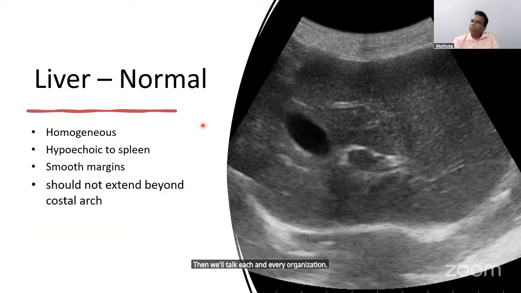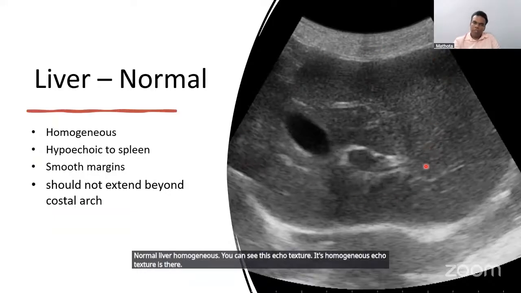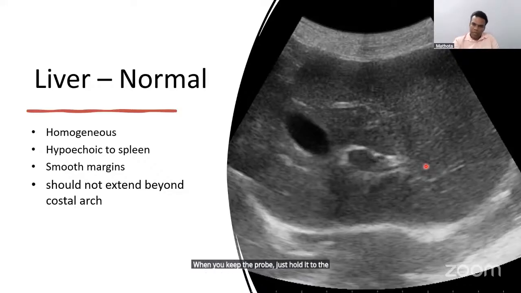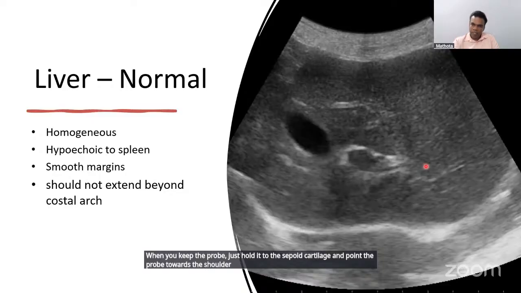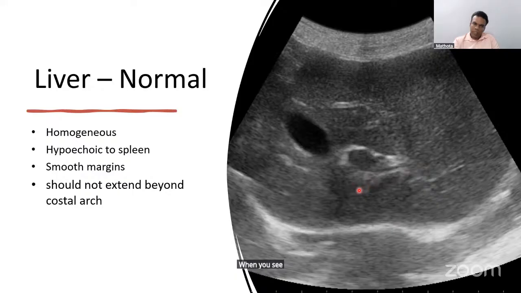Then we'll talk about each and every organ here. The first organ I do is the liver. Normal liver has a homogeneous echo texture. When you keep the probe just caudal to the xiphoid cartilage and point the probe towards the shoulder, you will see the whole liver. When you see this liver, the echo texture is homogeneous.